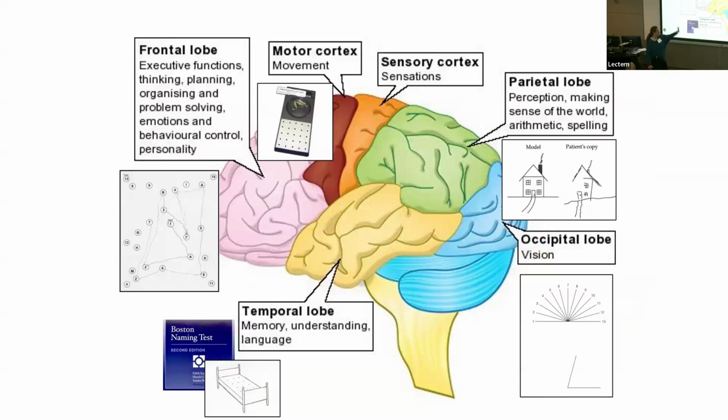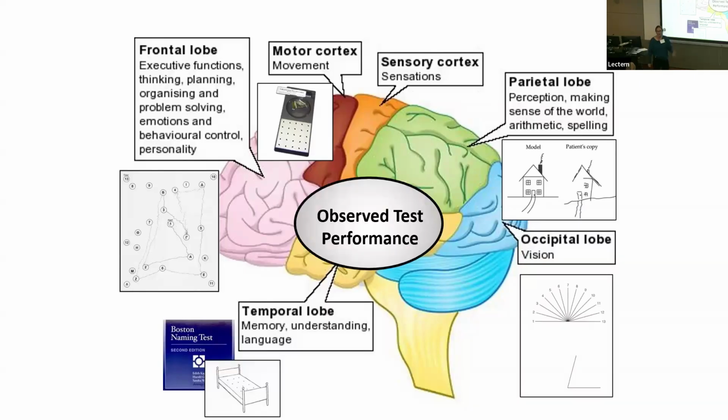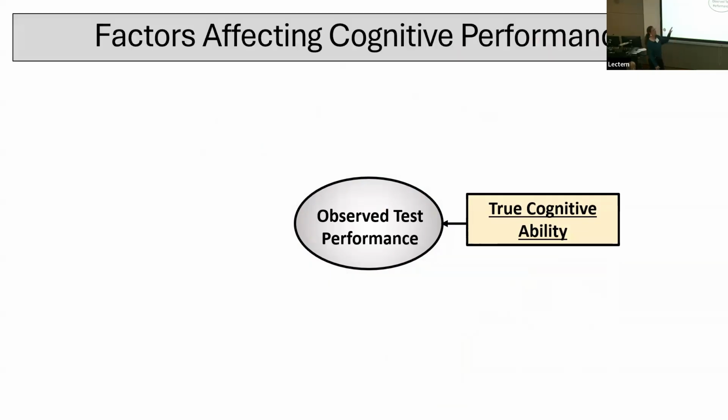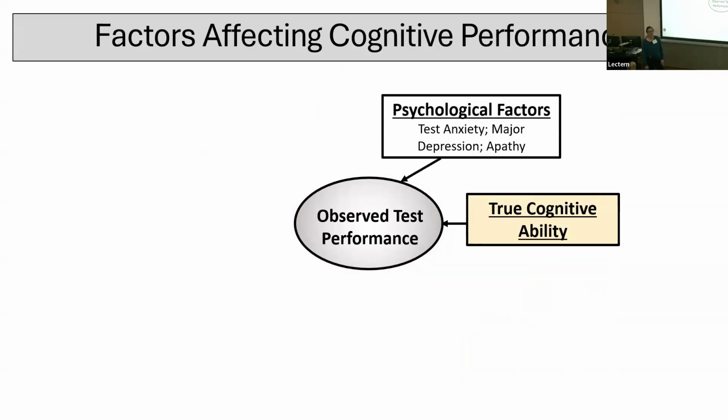So going back to this idea that these tests are tapping into different parts of the brain and different cognitive functioning, at the end of the day, we're really just left with test performance. That's what we have. And ideally, we're assuming that it is a really good marker of somebody's true cognitive ability. But we know that there are plenty of factors that can impact cognitive performance, some of which we already touched on. So one would be psychological factors, test anxiety. Are they depressed? Do they just not even care about being here? Those certainly can impact somebody's score.